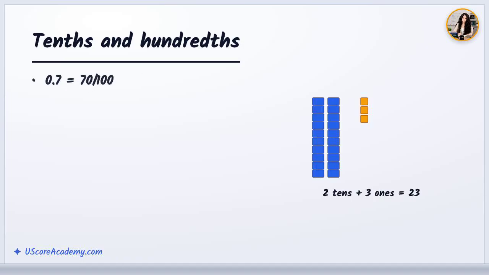The second place after the point is the hundredths place. Each step to the right is 10 times smaller. 0.7 is 70 hundredths, while 0.07 is only 7 hundredths.